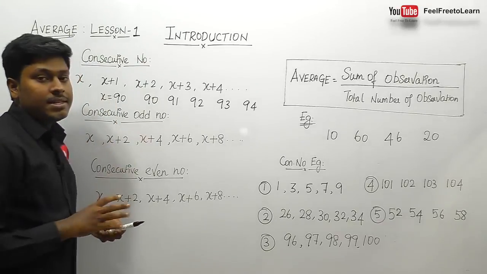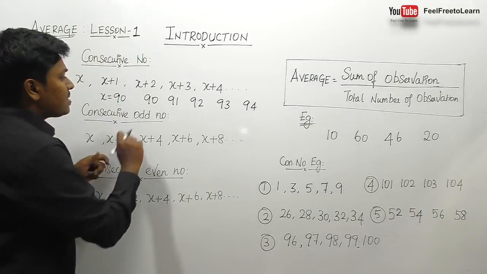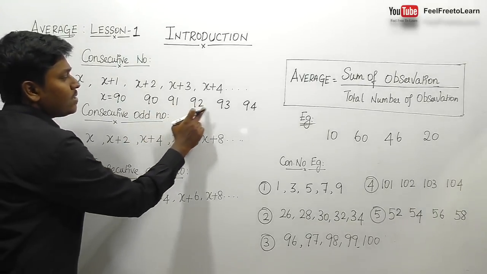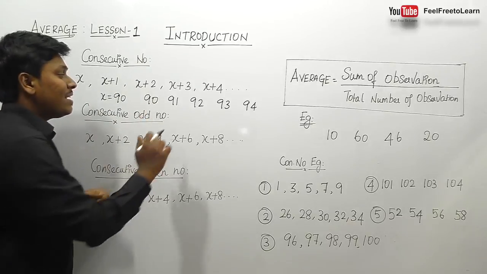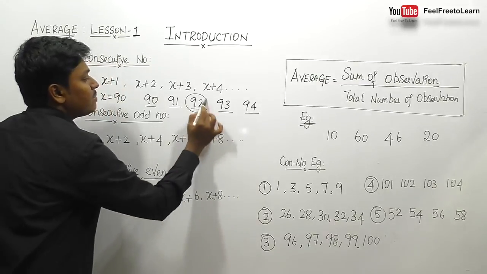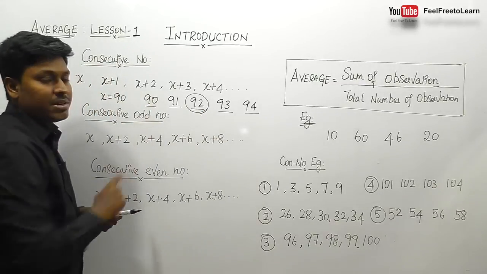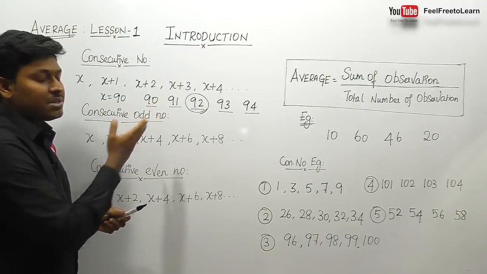If it is a consecutive number series, then the center number will be its average, right? For example, the numbers are 90, 91, 92, 93 and 94. If they ask what is the average of these numbers, then we can definitely say that there are 5 numbers, right? The center number will be its average. So the center number is 92. We can directly say that the average of these 5 consecutive numbers will be 92.